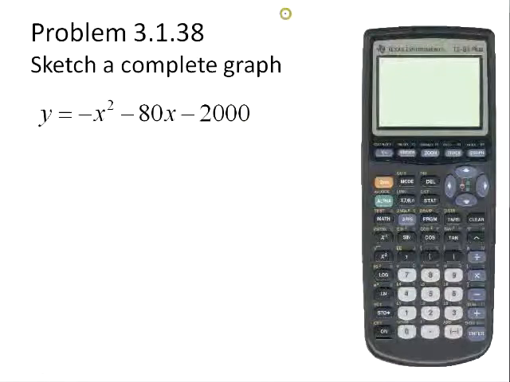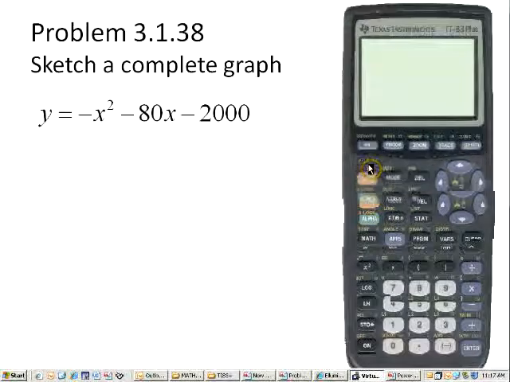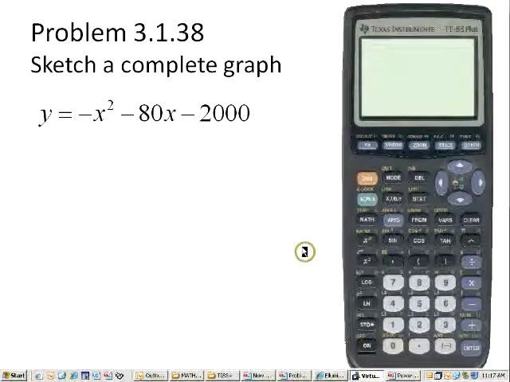Anyway, with this particular problem, if we want to make a complete sketch of this graph, we're going to have to do a couple of things here. Let me make this slightly bigger and move it up so that we can see what we're doing. And what I'm going to need to do is determine what the vertex is.